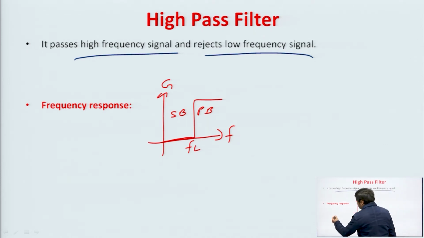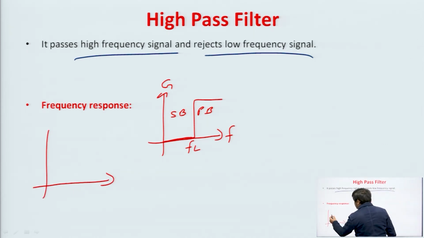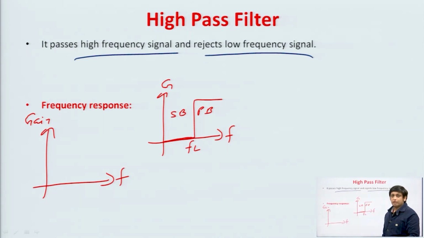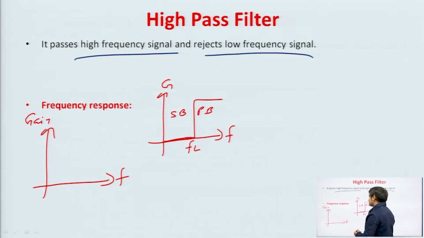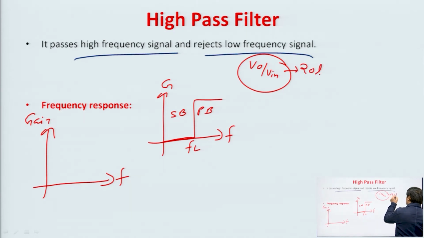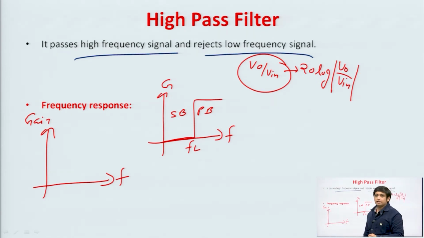Practically, when we draw the frequency response of the high pass filter, that is the frequency versus gain, this gain is basically the voltage gain, in dB. Voltage gain is the output voltage upon input voltage, V naught upon Vin, that is a ratio. So, when we convert it into dB, it will be 20 log mod V naught upon Vin. So, on the y axis the gain is in dB.